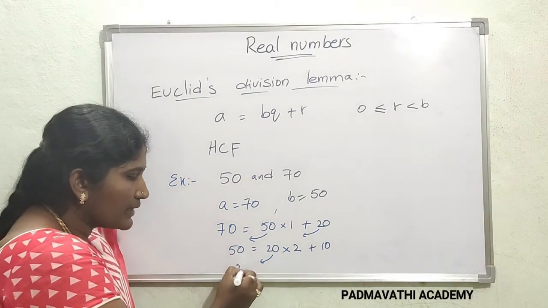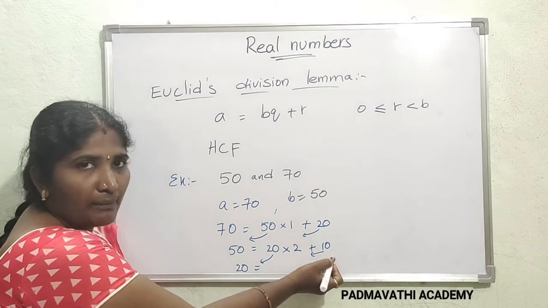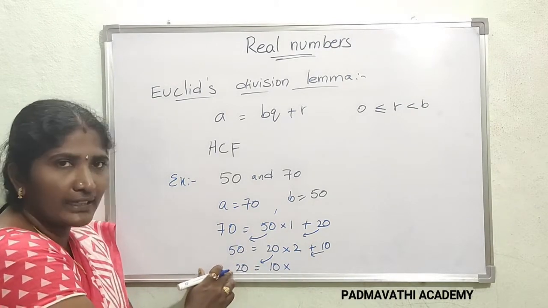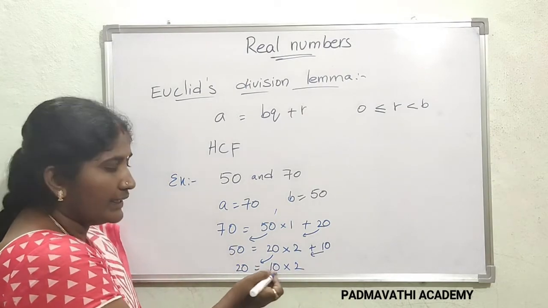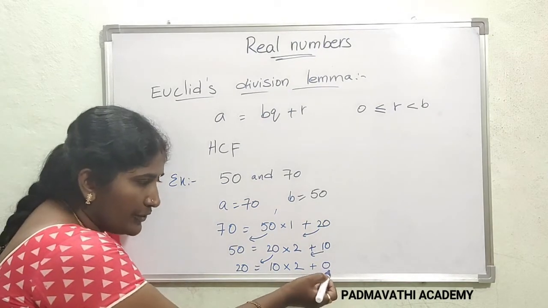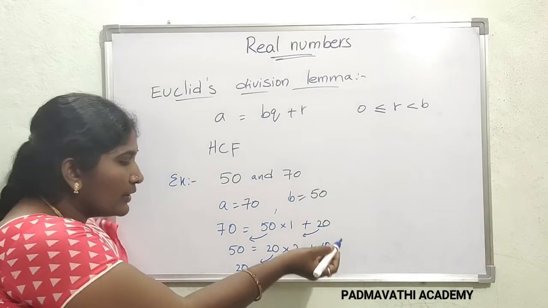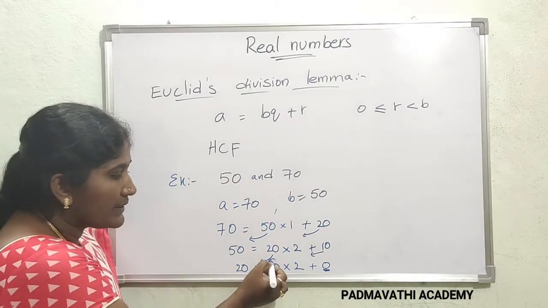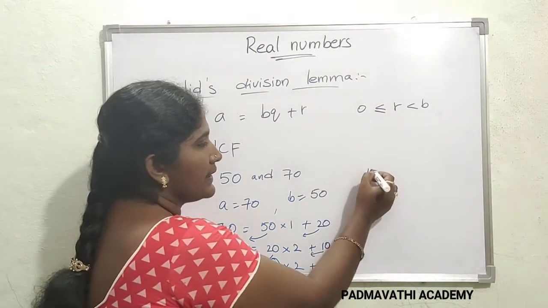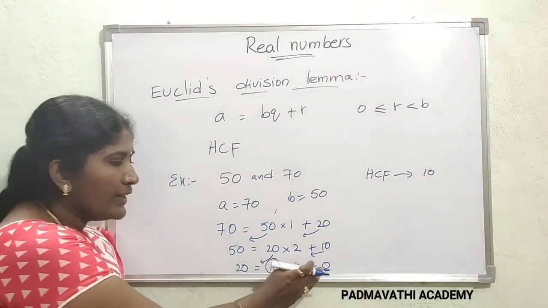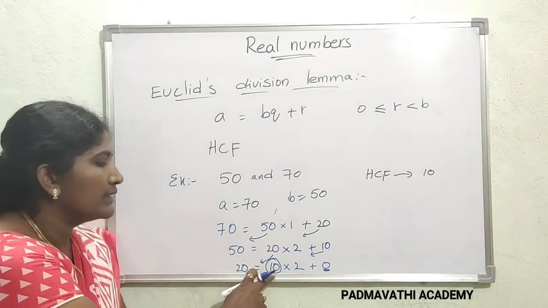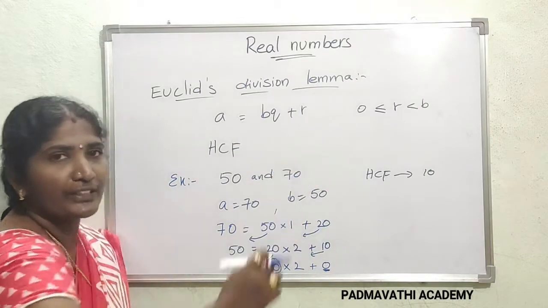Again the same process. Now 20 becomes the dividend and this remainder becomes the divisor. Again check in the 10 table where you will get 20. 10 twos are 20. 20 minus 20 is 0. Remainder 0. Now in the case where we got remainder 0, what is the divisor? Here the divisor is 10. So this is considered as HCF. Finally, where we got remainder 0, that divisor is considered as the HCF of the given numbers.